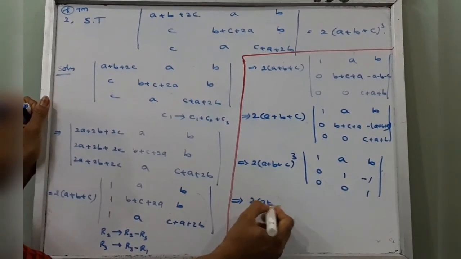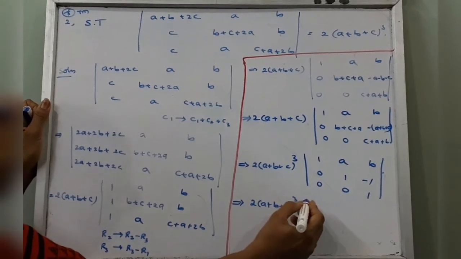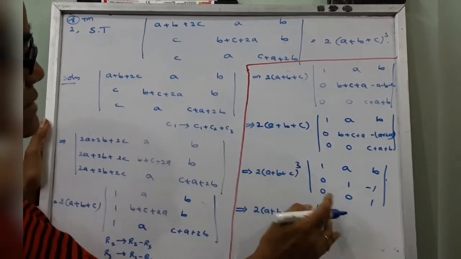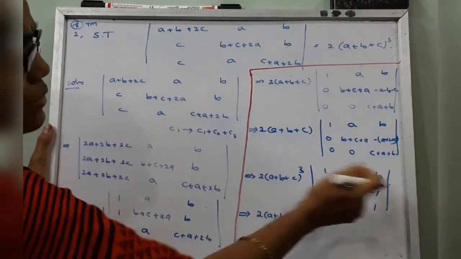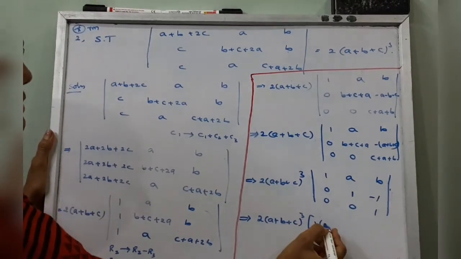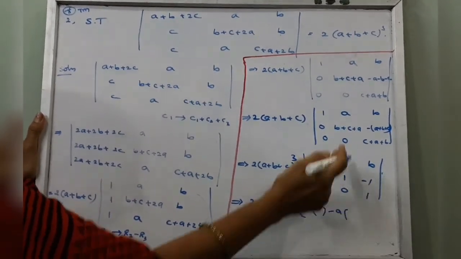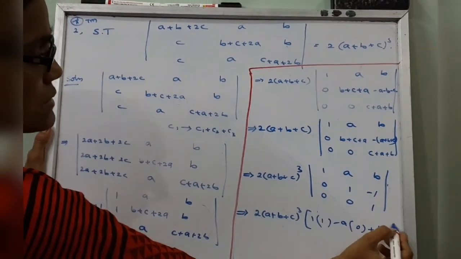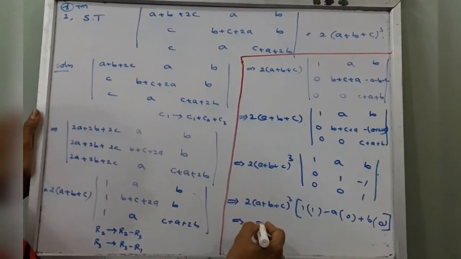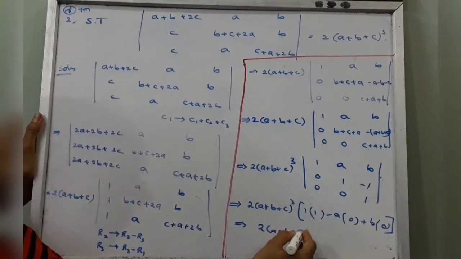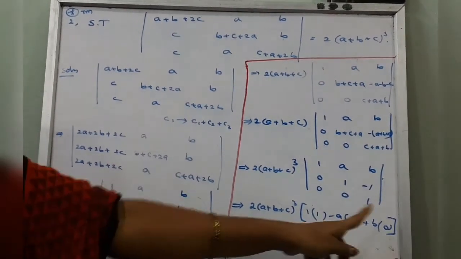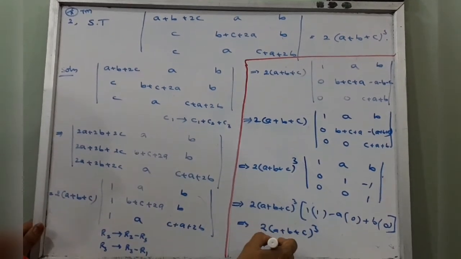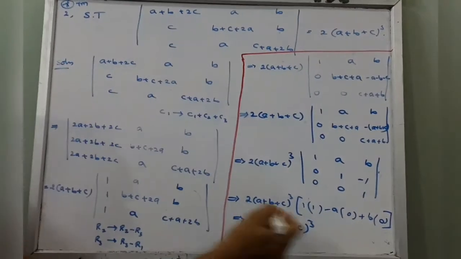Which implies 2 of (a plus b plus c) whole cube into determinant of the 3 by 3 matrix. 1 into cofactor of 1: 1 minus 0; minus a of 0 minus 0; plus b into 0 minus 0, which is 0. This implies 2 of (a plus b plus c) whole cube. Here 1 minus 0, so 2 into (a plus b plus c) whole cube into 1 is 2 of (a plus b plus c) whole cube, which is equal to RHS. Hence proved.